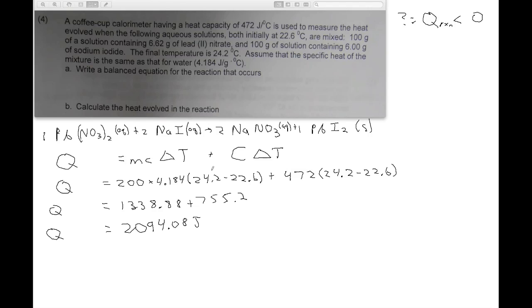That's good. Now, when you set up this equation, do these formulas give us Q for the reaction or Q for the calorimeter assembly? Oh, they give it to us for the calorimeter assembly. Yeah, so what we should have said, this is the Q for the calorimeter assembly. What do I mean by the calorimeter assembly? I mean the solid calorimeter plus the solution. So it's the whole assembly, the calorimeter assembly.